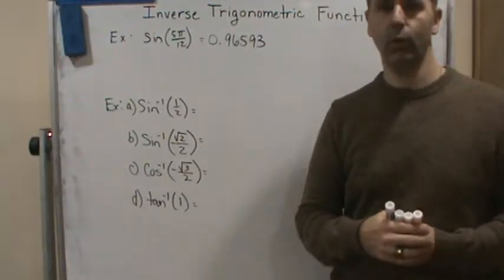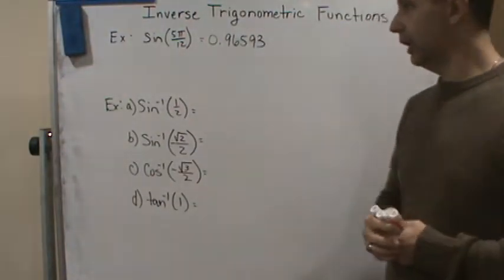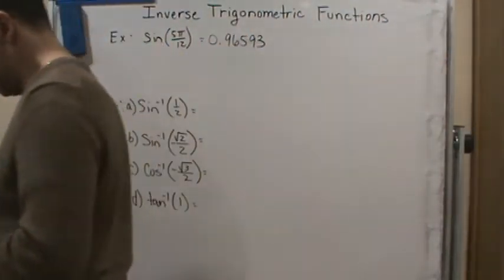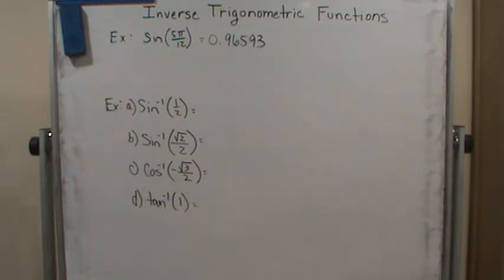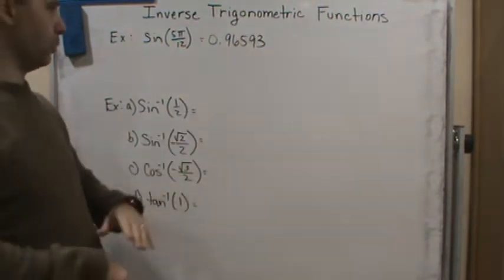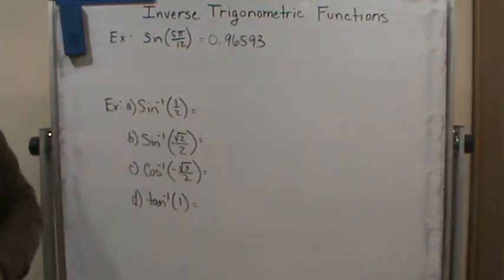Okay, so welcome back. Let's do some examples. So let's look at the first one. All we're going to do is use the relationship between inverse functions, right? In this problem, they're giving us this. We know this to be true. And so we want to write this in terms of inverse sine, okay?